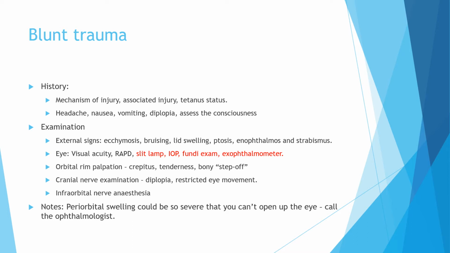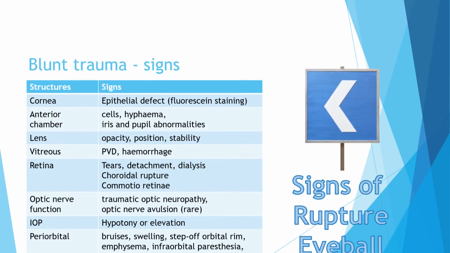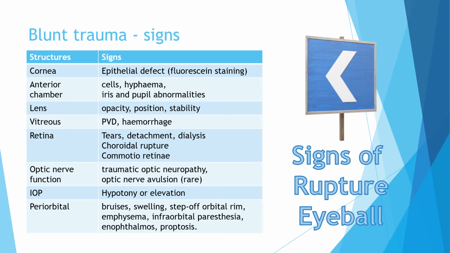Now notice that some orbital swelling could be so bad that you can't open up the eye. Try not to force open the eye, leave that to us. And for us, we would do slit lamp examination, intraocular pressure, fundal examination, and also use what we call an exophthalmometer to look for proptosis or enophthalmos. These are the signs that you look for in the blunt trauma.